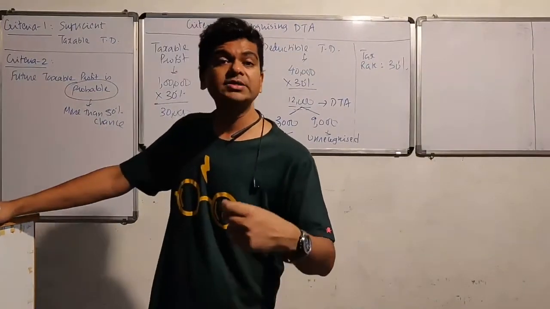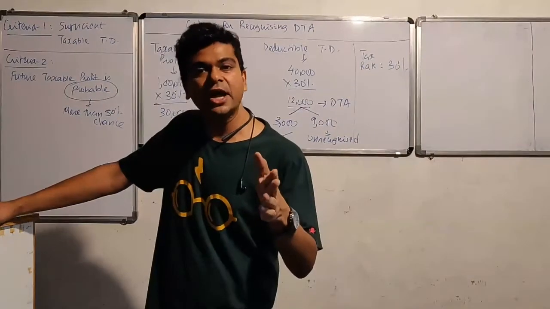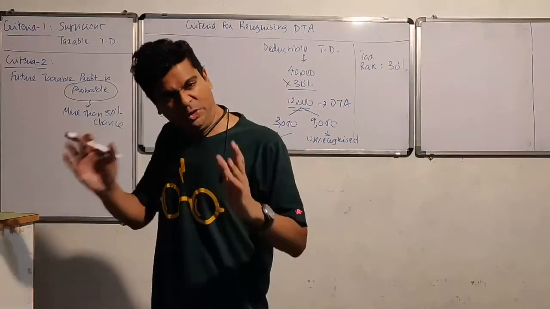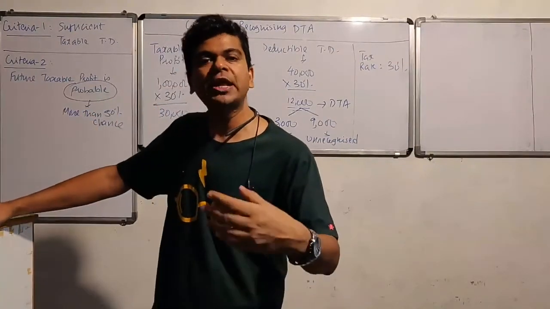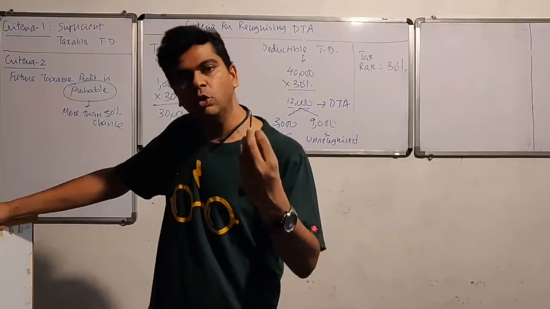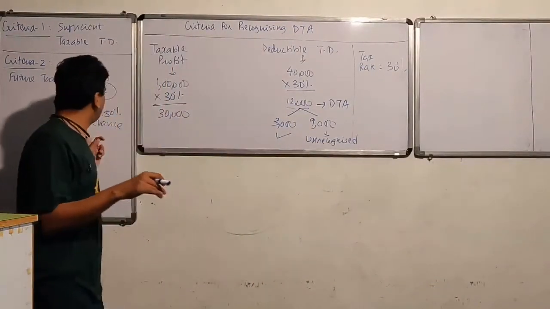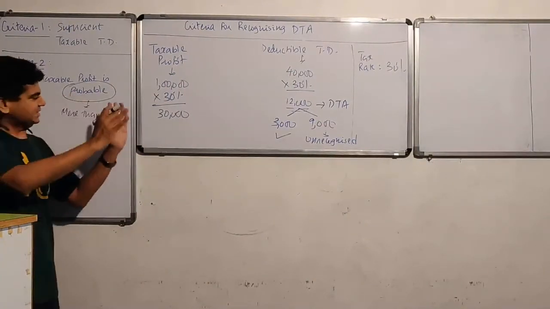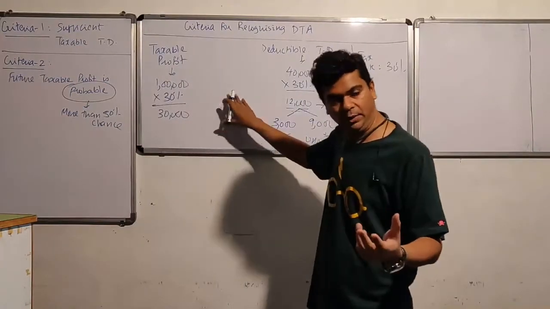And when I am recognizing DTA, I am arguing about what will be in the next year. When I say next year, I mean the next assessment year, what shall be my taxable income. So if you are more than 50% confident that there will be sufficient taxable income in future, you can go ahead and recognize the DTA. So that's what we mean by the word probable. You should be more than 50% sure that yes, taxable profit will be there in future.